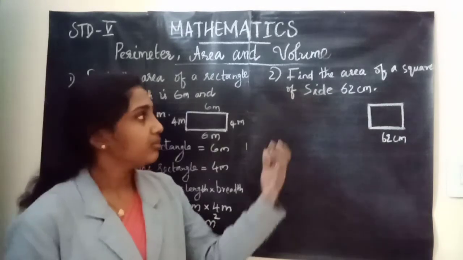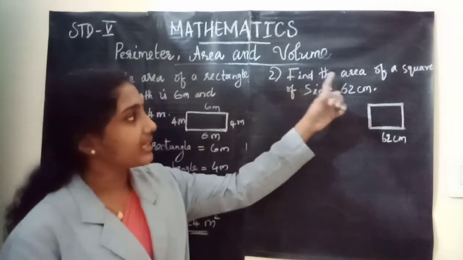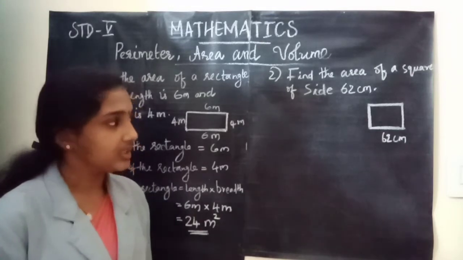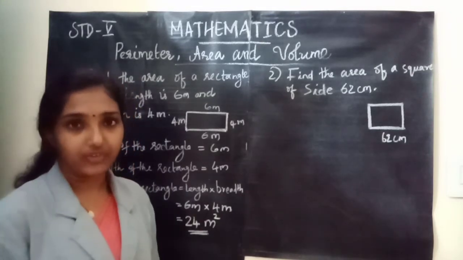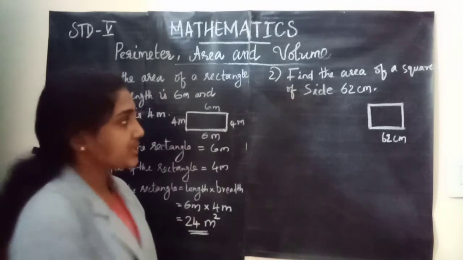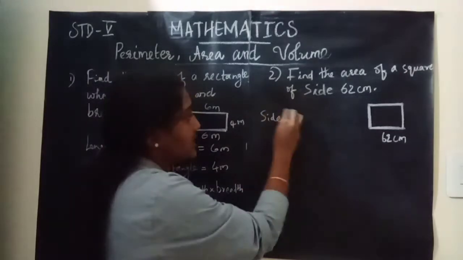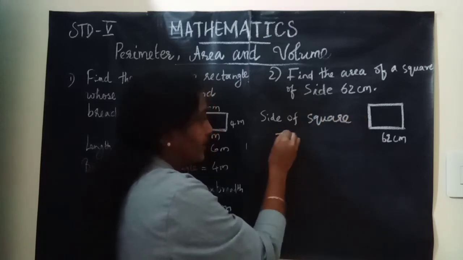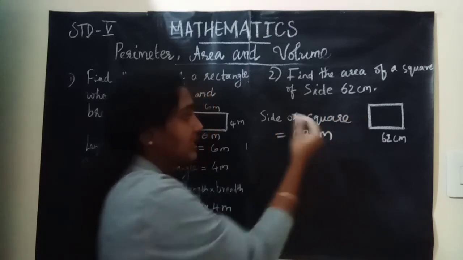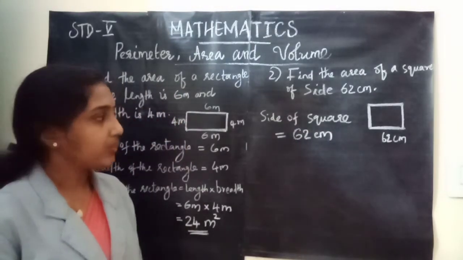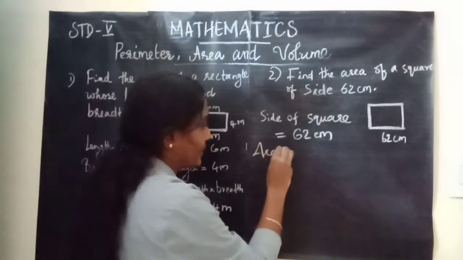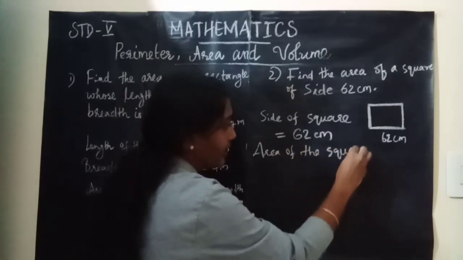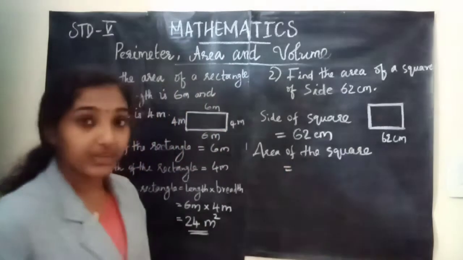Moving on to our next question: find the area of a square whose side is 62 centimeter. So here we have to find the area of the given square. The side of the square is given as 62 centimeter. Now we need to find the area of the square. Area of the square is equal to, we know the formula to find the area of a square, right?